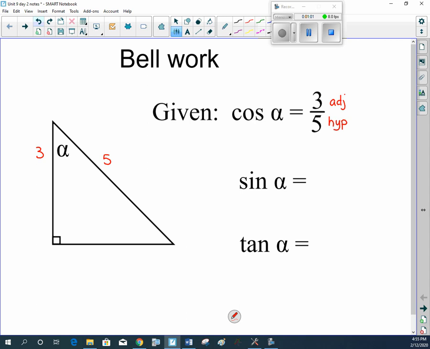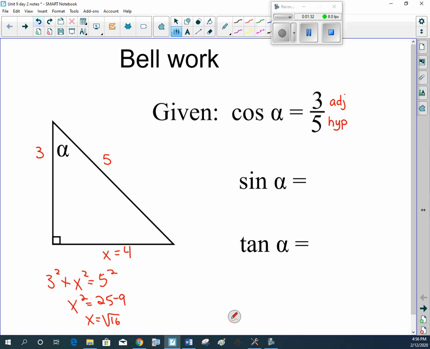I'll do the Pythagorean theorem to find the missing side. So you may already know this, it's a 3, 4, 5 triangle, but you can do the Pythagorean theorem to find the missing side. 3 squared plus x squared equals the hypotenuse squared. So x squared equals 25 minus 9, which gives you x equals square root of 16, and so you end up with that being a side length of 4. So it's a 3, 4, 5 triangle.